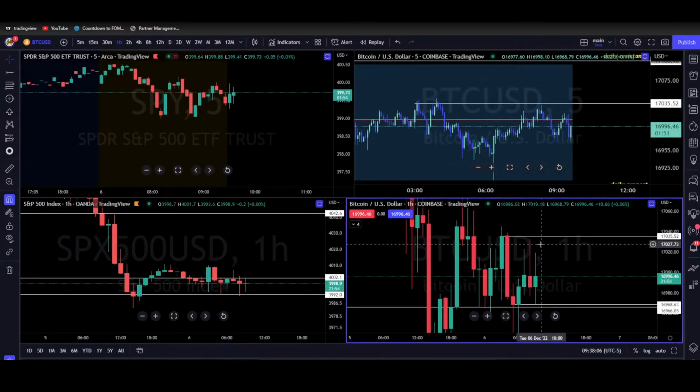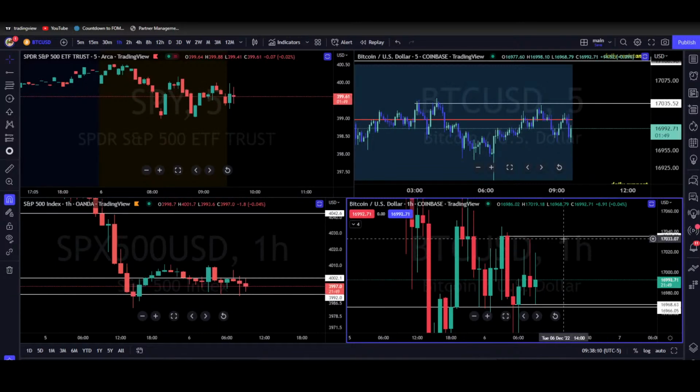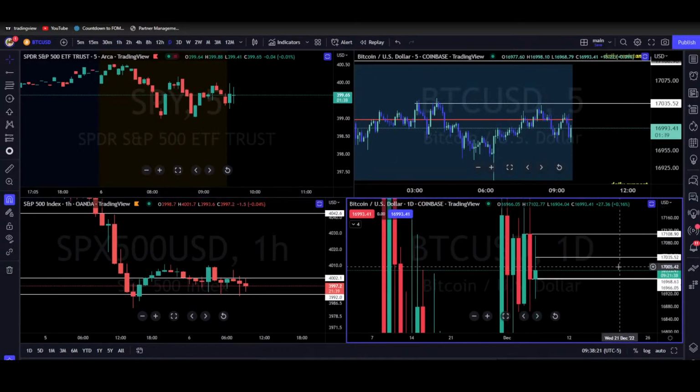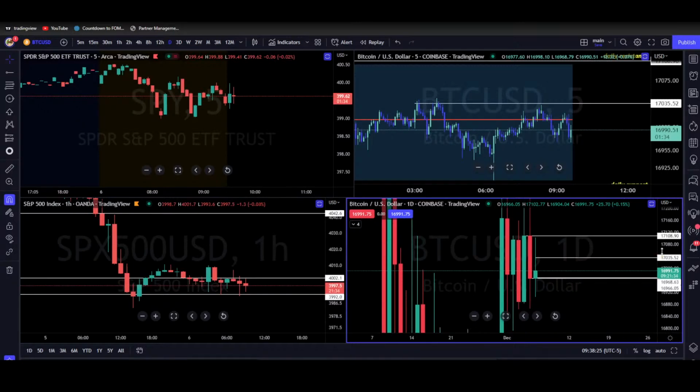Profit target on Bitcoin, 17,035. The reason for that is the resistance level. Daily resistance is $17,108. It is possible that it gets back up there. The problem is, we've already been up there and we have rejected.